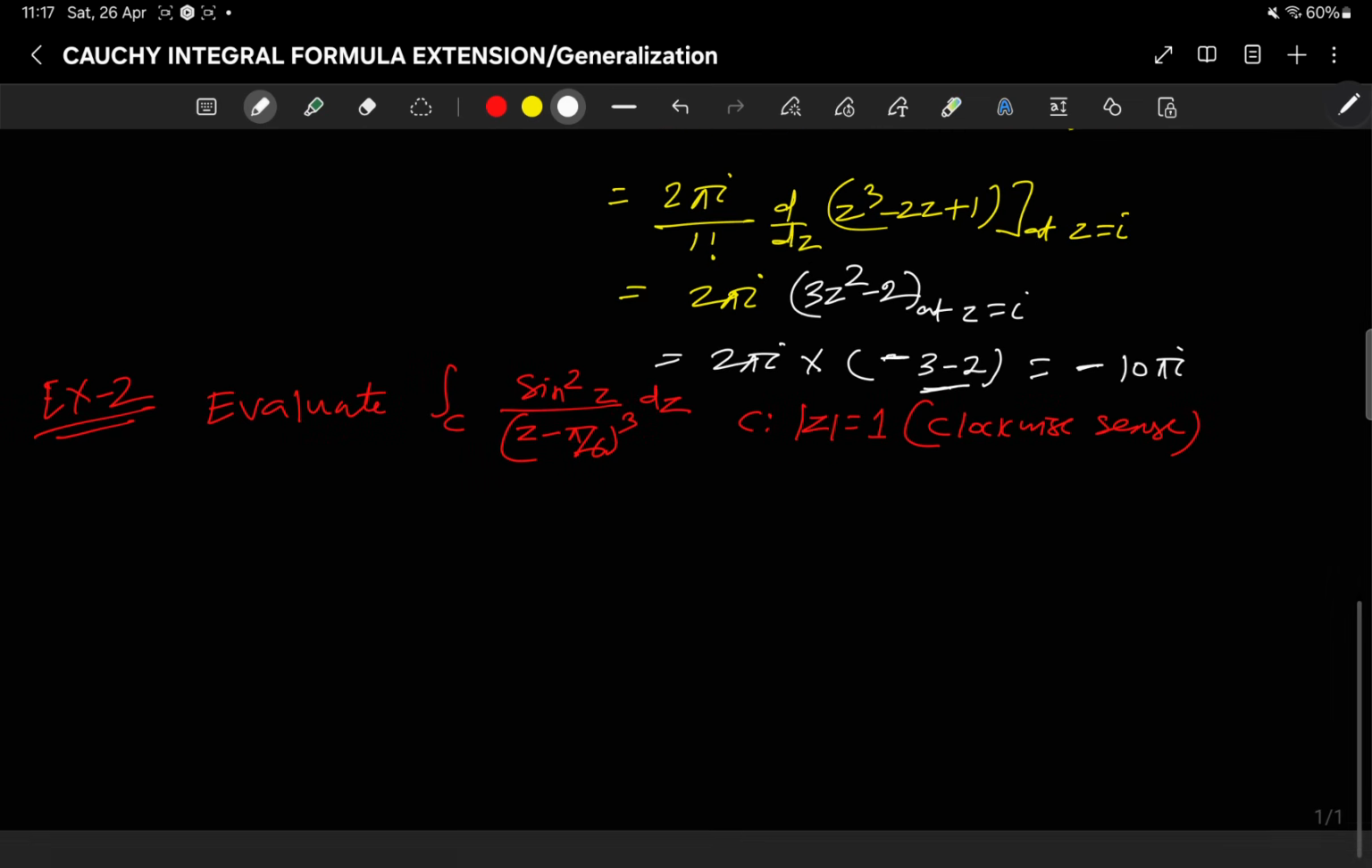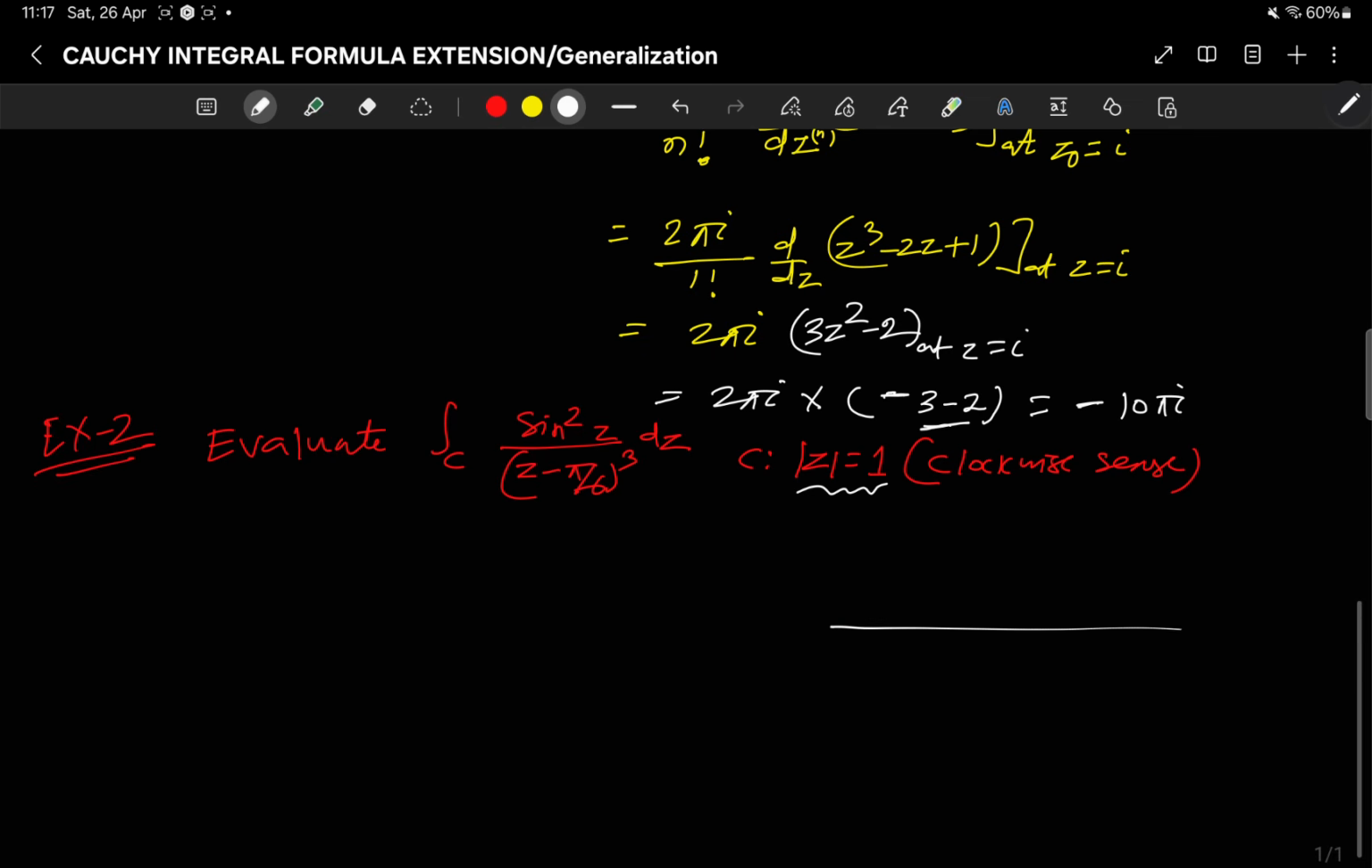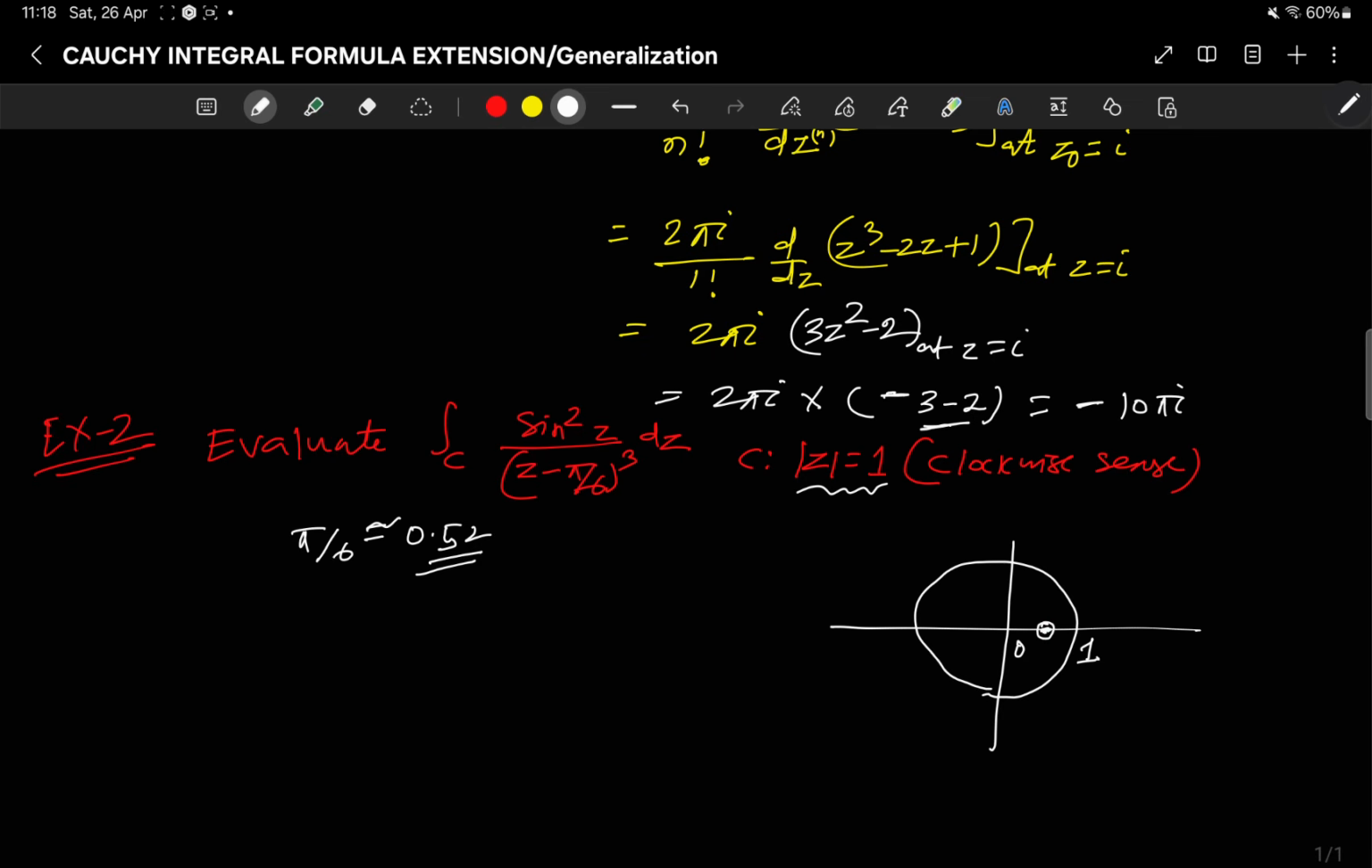Coming to the solution of example 2, first we have to understand the given path. The given path is a closed path, a circle with center at 0 and radius 1. Now pi by 6 is 3.141 by 6, which is around 0.52, right. So 0.52 lies over here. This is simply a point, so no harm, I can take this as my f(z).